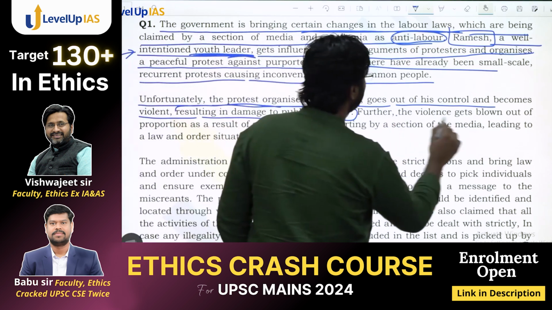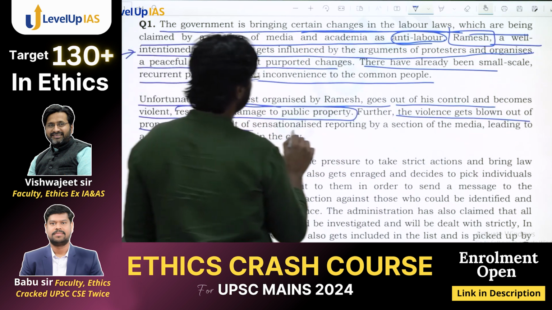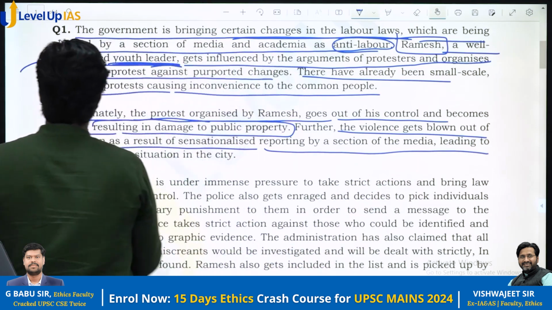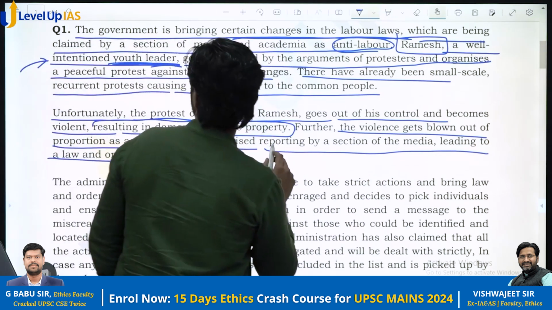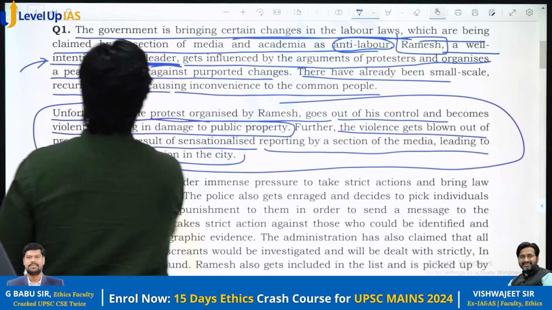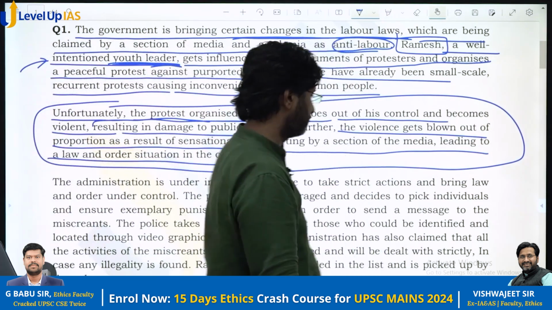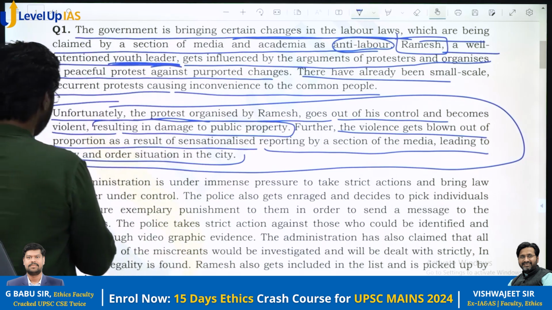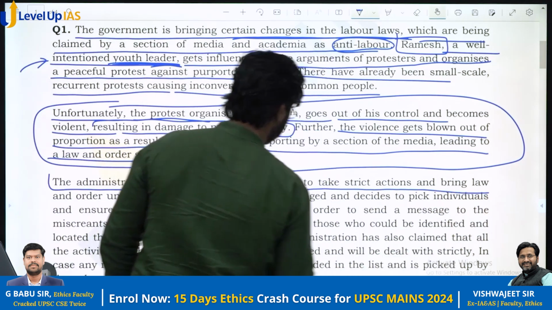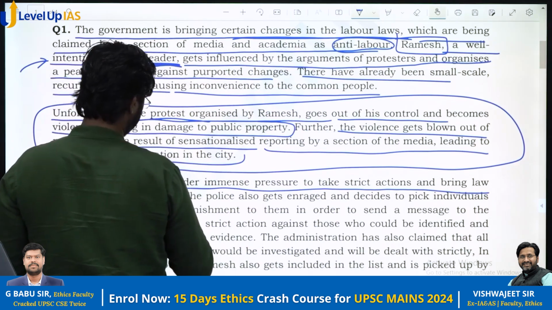Further, the violence gets blown out of proportion as a result of sensationalized reporting by section of media, leading to law and order situation in the city. So this is basically the problem. What happened is this unfortunate thing, or whatever you want to call it, undesirable thing is this. Now the administration is under immense pressure to take strict action and bring law and order under control.